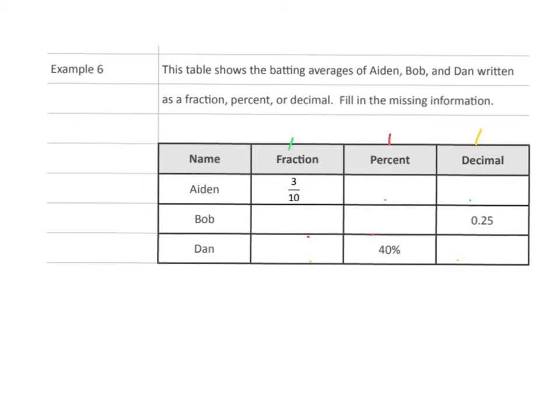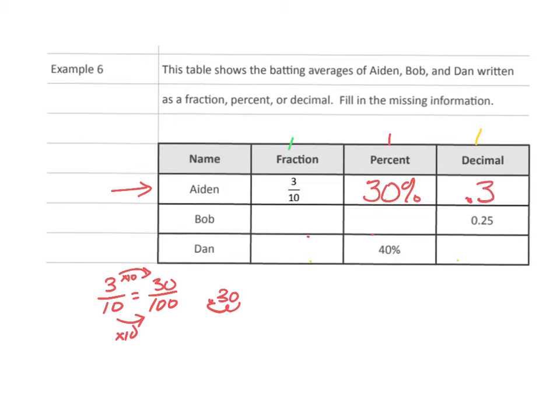Let's start with Aiden. We have 3/10. So down here I'm going to do 3/10. Let's make it equal to 100. So 10 times 10 gives me 100. 3 times 10 gives me 30. So that would be 30%. And again, we move the decimal back. That would be 3/10.